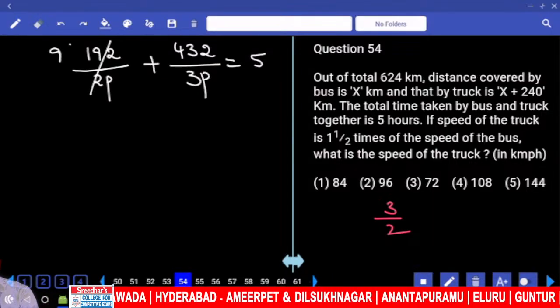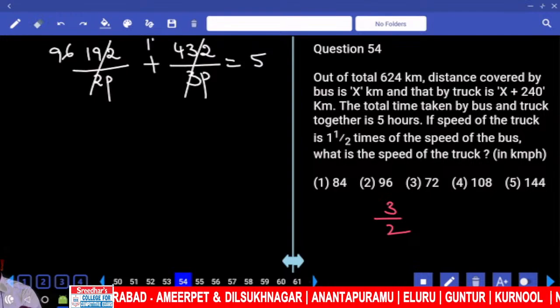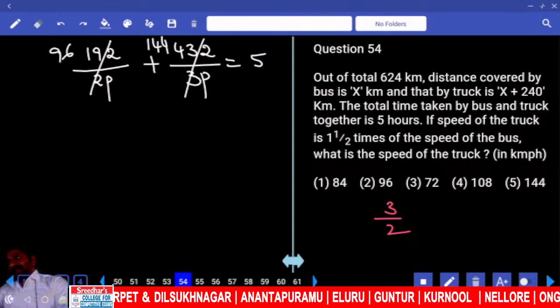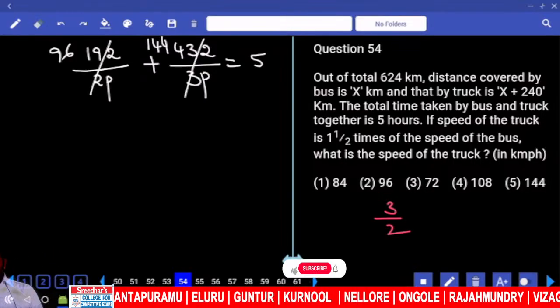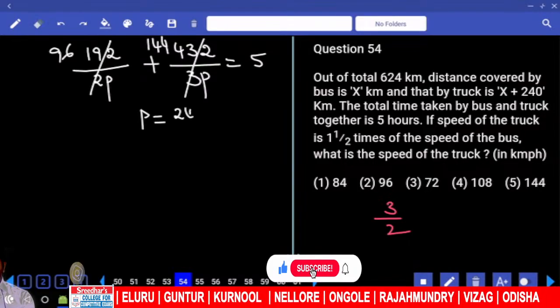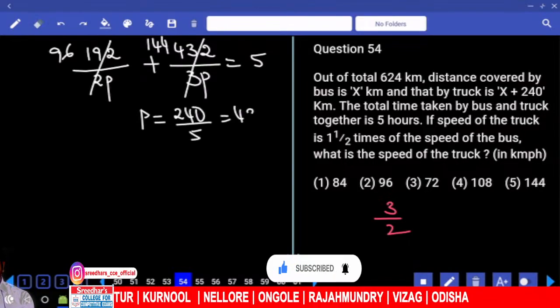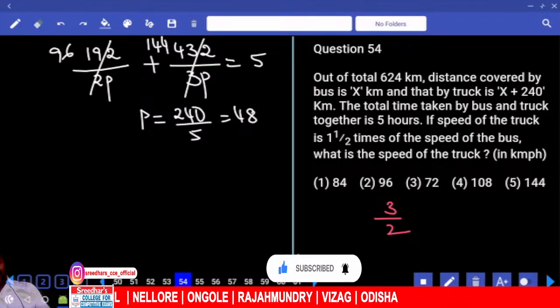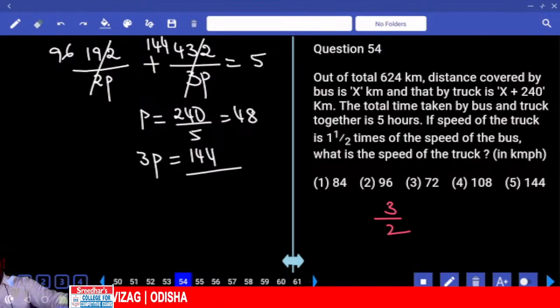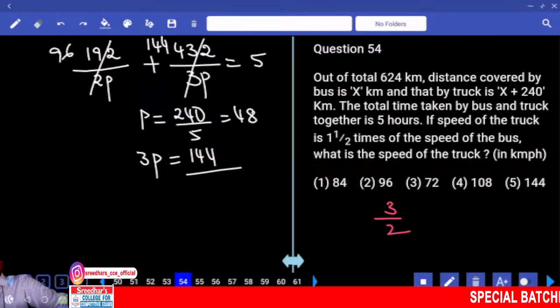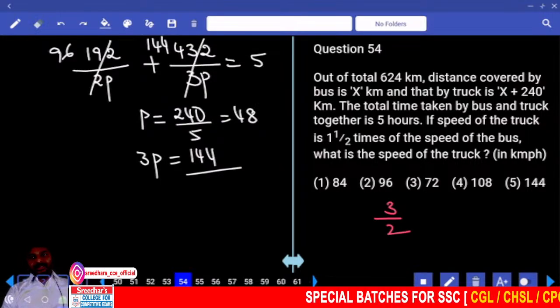192 by 2 is 96 times, 432 by 3 is 144 times. Denominator is common, which is P. 96 plus 144 is 240, by P is equal to 5. Then P is equal to 240 by 5, which is equal to 48. Now the question is to identify the truck speed. Truck speed was 3 parts, 3 times 48 is 144. Last digit verification: 2 options are there. But still 48 is close to 50, 3 times will be close to 150. Close to 150, there is only one option.